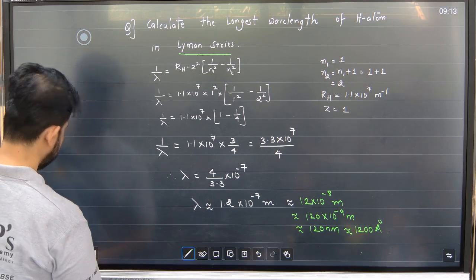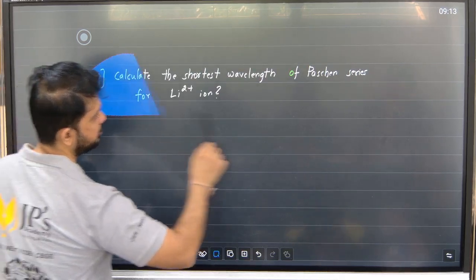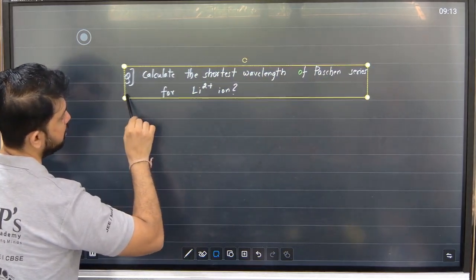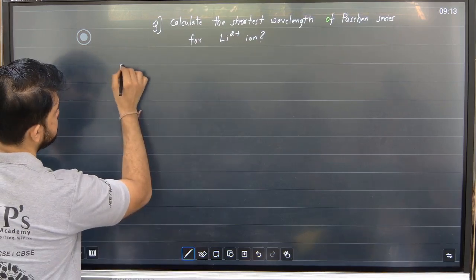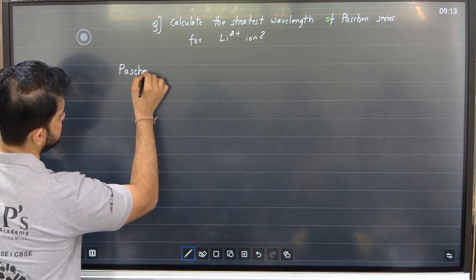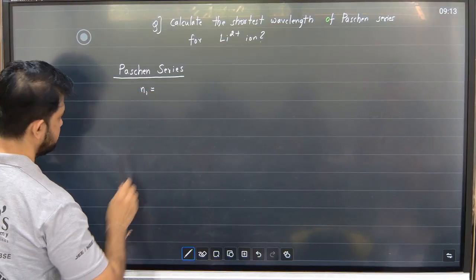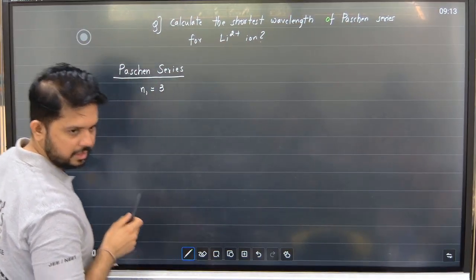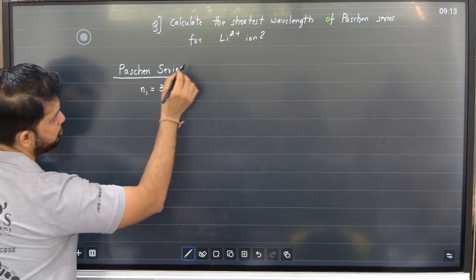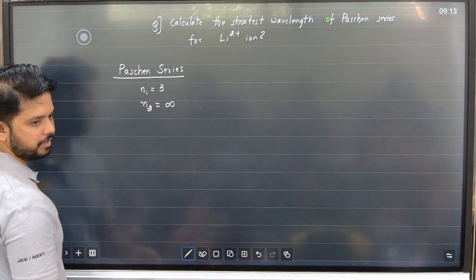Let's continue with the next question. The next question says, calculate the shortest wavelength of Paschen series for Li plus 2 ion. Since the series mentioned is Paschen series, what will the value be for N1? We can see that Lyman, Balmer, then Paschen. N1 will be 3. Now we have to look for the shortest wavelength. N2 for shortest wavelength will be infinity.